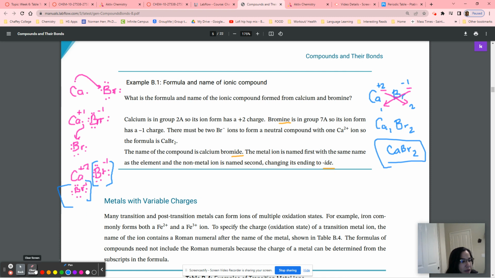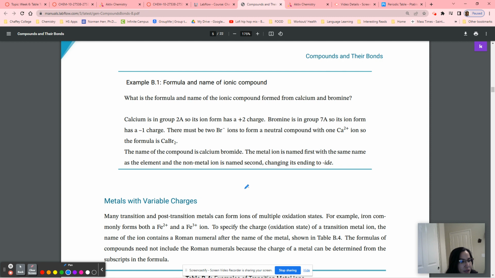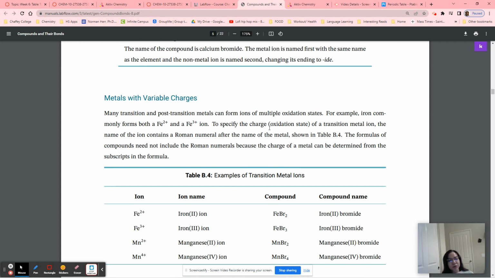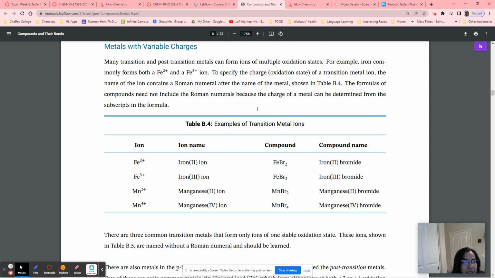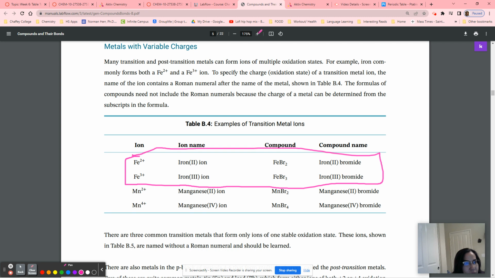All right, what if we have charges? So metals with charges. These ones right here are from our transitional metals. Okay, transitional metals can have more than one charge, which means they have multiple oxidation states, and we have to be able to show those multiple oxidation states. So we have 2 examples. The first one is going to be iron. We're going to take a look at this one.